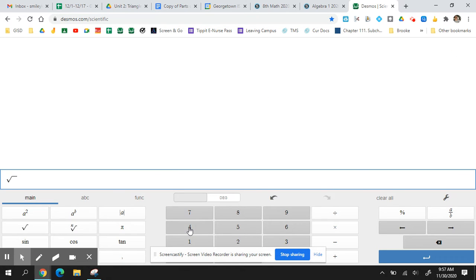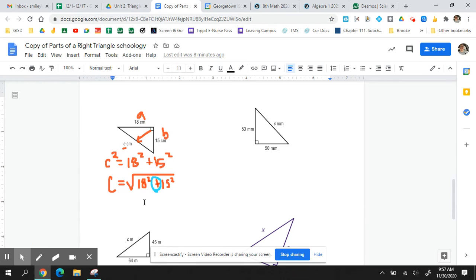So I'm going to hit my square root, and it was 18 squared plus 15 squared. And it gives me this really nice long decimal, but I'm going to write 23.4. Okay, I'm just going to do one decimal place. And let me write in that it equals 23.4. All right, so let's try and do the next one.